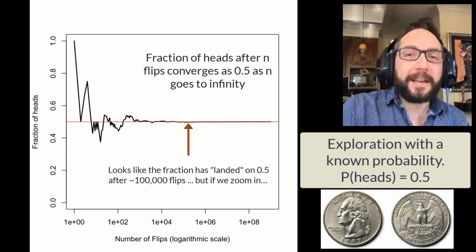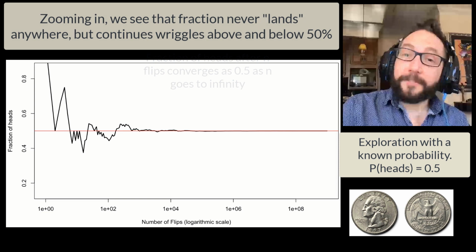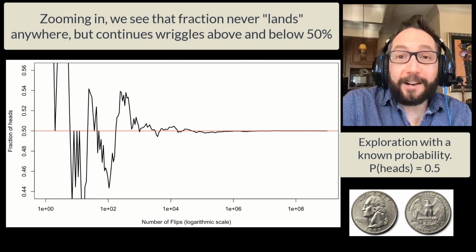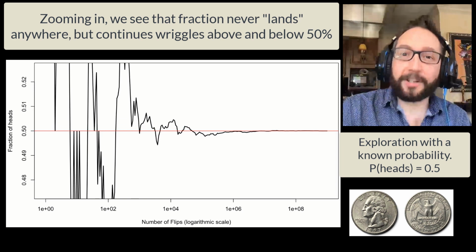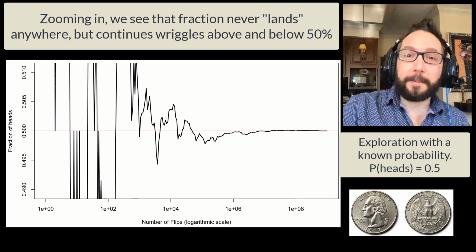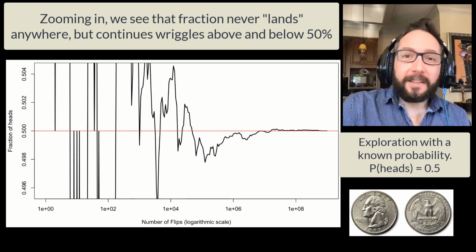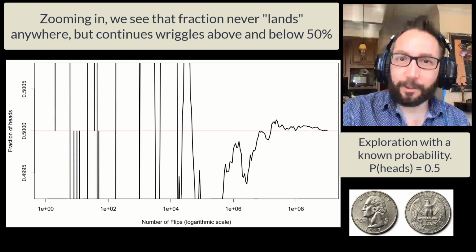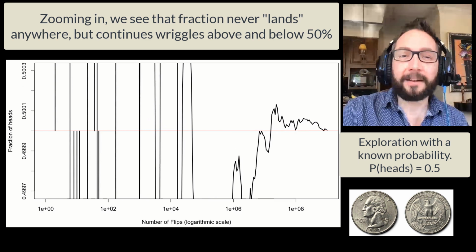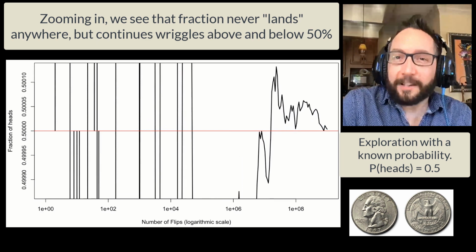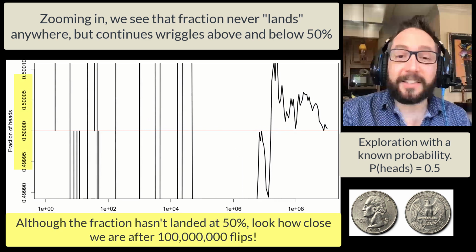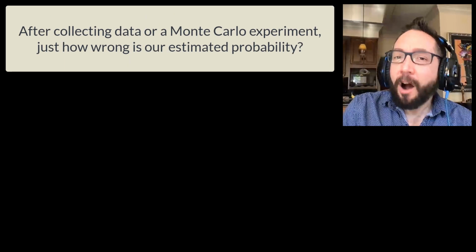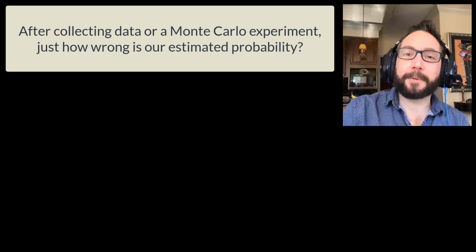But if we zoom in ever so slowly, we find that there's always some sort of deviation between the fraction of trials where we've seen our event occur and the true probability of the event occurring. That fraction is pretty close to 50%, and it gets really darn close as we increase the number of trials a lot. But it's not like we ever land at 50% with our fraction, and it stays there forever. So that begs the question, just how wrong is our estimated probability?